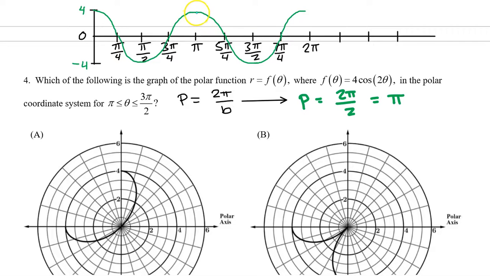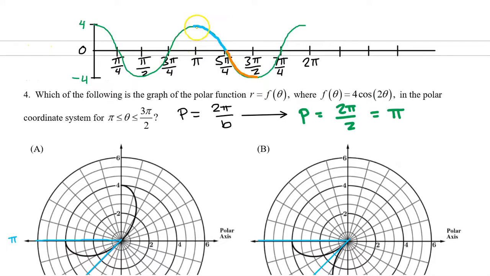On the rectangular graph, we notice that the interval from pi to 3 pi over 2 has this portion where the r values are positive, from pi to 5 pi over 4, and then there's a portion where the r values are negative, from 5 pi over 4 to 3 pi over 2. Let's see how many options we can eliminate by sketching the part of the graph from pi over 4 to 5 pi over 4. These positive r values should begin at the maximum distance from the pole of 4 and then end at 0.